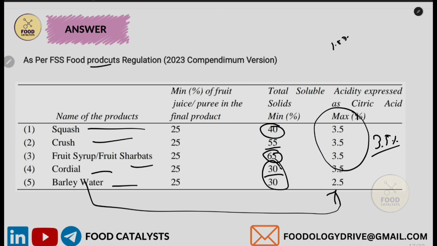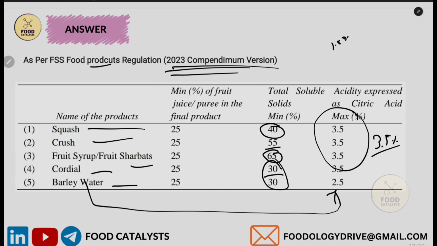Here, 3.5 citric acid content for certain fruit juice related products. Okay, this is important. Except barley water, all of these are 3.5. This is actually a recent version. Okay, so you can definitely study this.